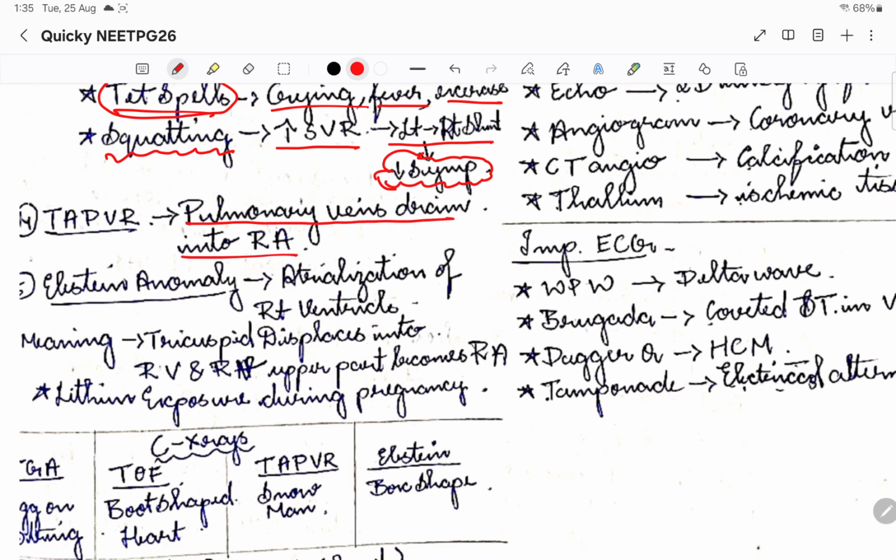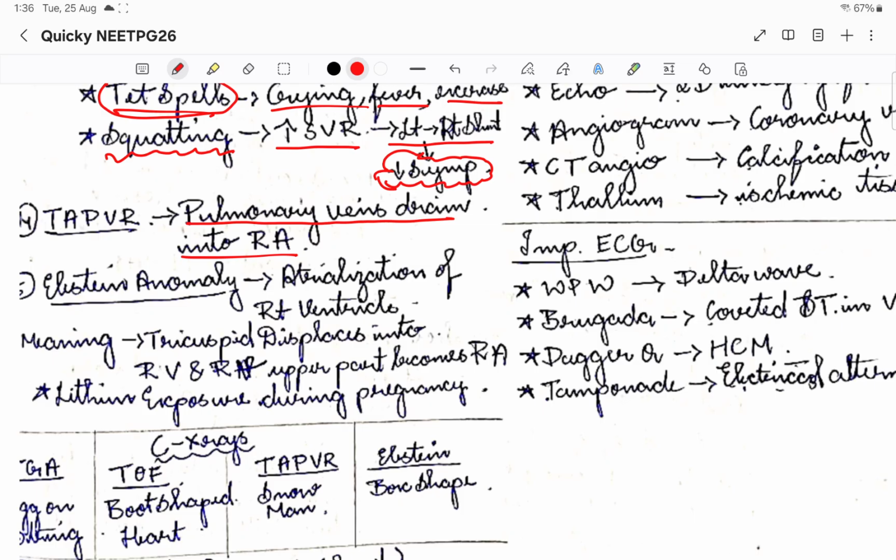Okay, what happens is, the pulmonary veins were supposed to be draining from the lungs. The pulmonary vein is supposed to drain into the left atrium, but here it is draining into the right atrium, meaning all the oxygenated blood that was coming from the lungs is reaching the right atrium where there was deoxygenated blood.